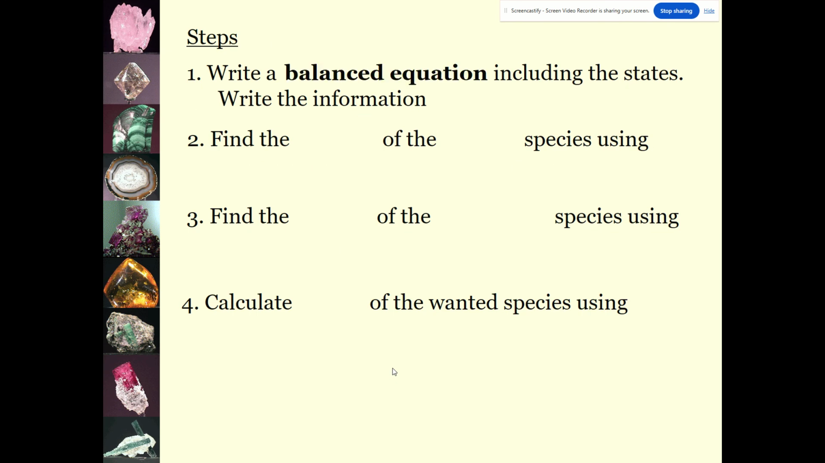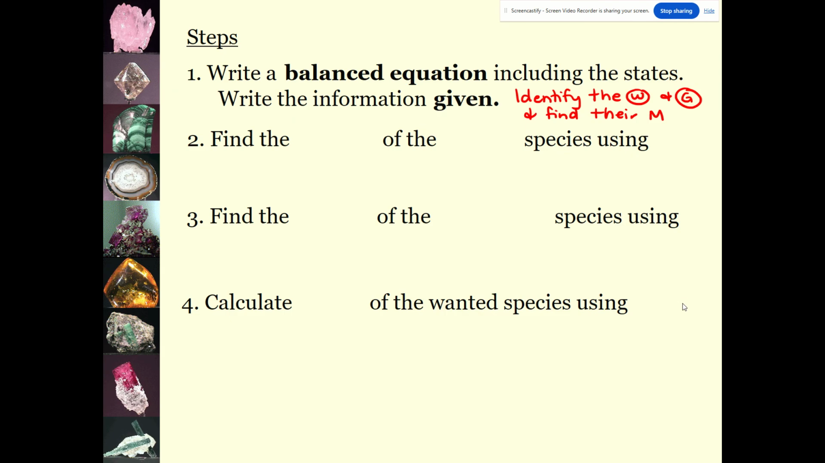So the first step is to write the balanced equation. Make sure you include states, make sure you have balancing coefficients, write down all the information given. It's also useful in this step to identify the wanted and given, like we did in the last video, and find the molar masses of them. Because like I said, you're going to be using their molar masses in the calculations. So you might as well find those right off in the beginning step, okay?